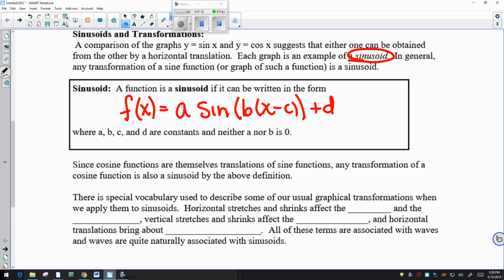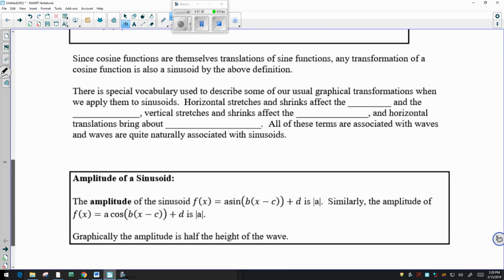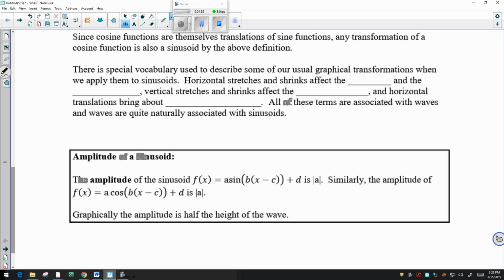Okay, parts of this function that we need to be aware of. So special vocab. Anytime we're doing a horizontal stretch or shrink, it's going to affect the period of the graph and the frequency. Any vertical stretches and shrinks will affect the amplitude. And horizontal translations are going to bring about what's called phase shifts. So slightly different vocab when we get to trig when we are comparing it to transformations.